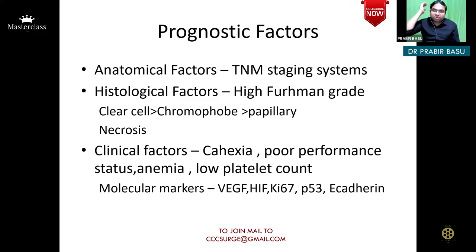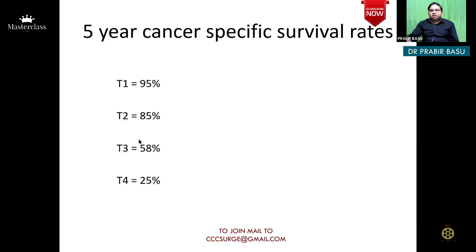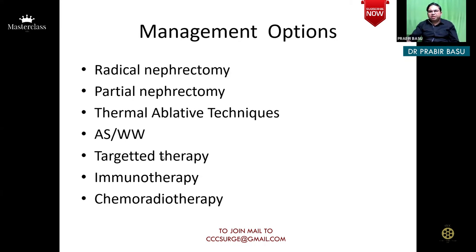I will have to counsel regarding these prognostic features. Then you have the clinical factors like cancer cachexia, anemia, low platelet counts, and then you have the molecular markers. So T3 or T4 is a huge drop in the survival rates. Management options: radical nephrectomy. Partial nephrectomy is very important, where you remove part of the kidney with the tumor, and it is no worse than radical nephrectomy. I will not go into radical nephrectomy, just tell you something on partial nephrectomy.